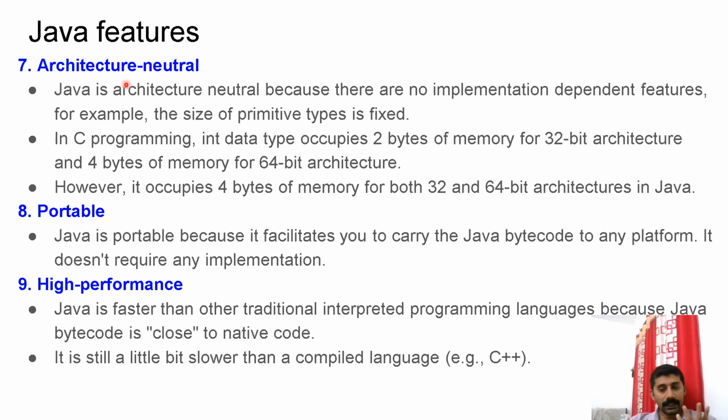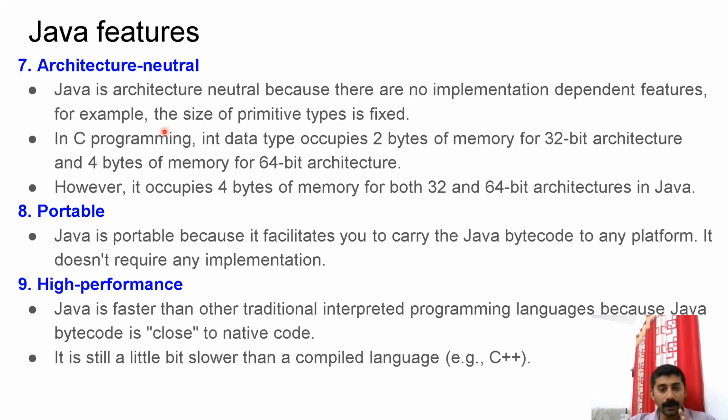Architecture neutral, that is again related to platform independency. Java is architecture neutral because there are no implementation-dependent features. For example, this is one important point: the size of an integer in a C program is not specified by the language.